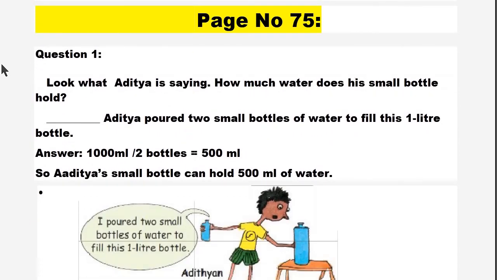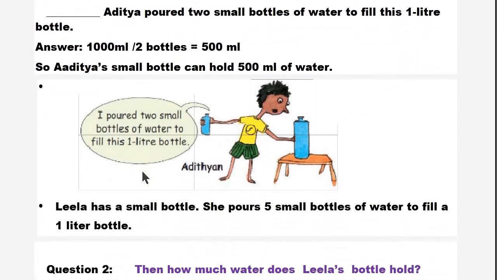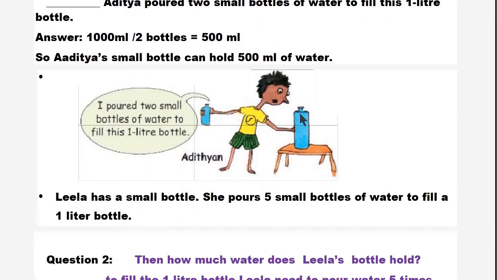Now page number 75, question number 1. Look at what Aditya is saying. How much water does his small bottle hold? Aditya poured 2 small bottles of water to fill this 1 liter bottle. 1000 ml divided by 2 bottles is equal to 500 ml. So Aditya's small bottle can hold 500 ml of water. This is 500 ml and here there is a 1 liter bottle. When Aditya pours this one, and afterwards a second time, the bottle is filled. So 500 plus 500 is 1000 ml, which means 1 liter.